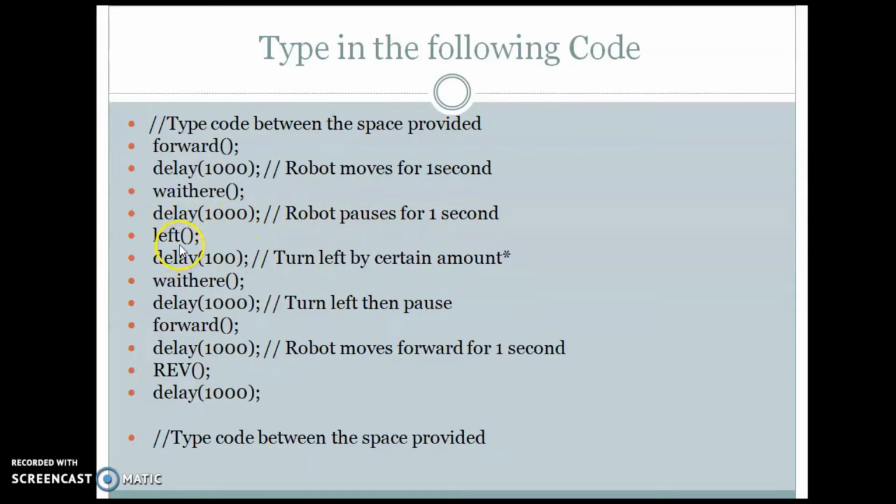Then afterwards, the left turn is initiated. So we call this function for the left turn, and we turn left by a certain amount. That asterisk is there because we're going to measure the amount by which we turn in terms of degrees. Wait here allows the robot to do exactly that. Delay 1000 allows the robot to pause for 1 second. Then we move forward again. And then we're going to be reversing. So calling this function allows the robot to reverse, and this is the time that we're reversing for.